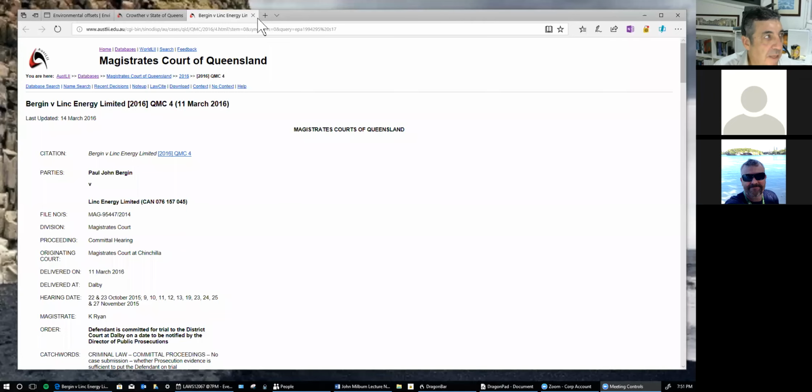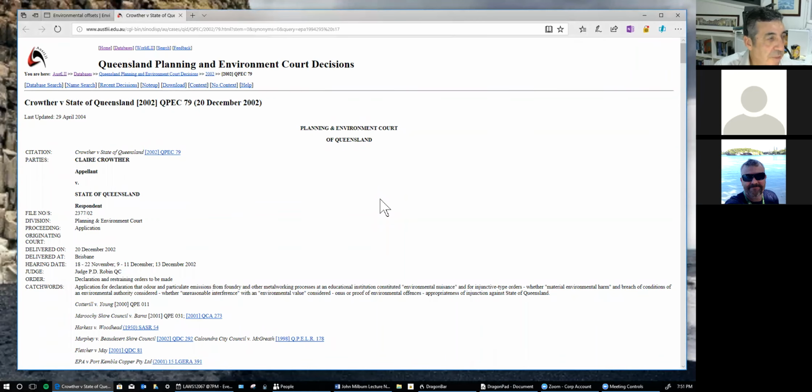The other case that you might want to consider is a Planning and Environment Court decision, and that is a decision of Crowther against the state of Queensland. It's an earlier decision, 2002 QPEC 79, and the applicant in that case sought to restrain an offence alleged to have been committed against the Environment Protection Act, and did so by bringing an application to the P&E Court pursuant to section 505 of the legislation, which provides for the court to be able to provide a remedy or restraint by someone who is threatening or anticipating an action which is an offence against the Act.